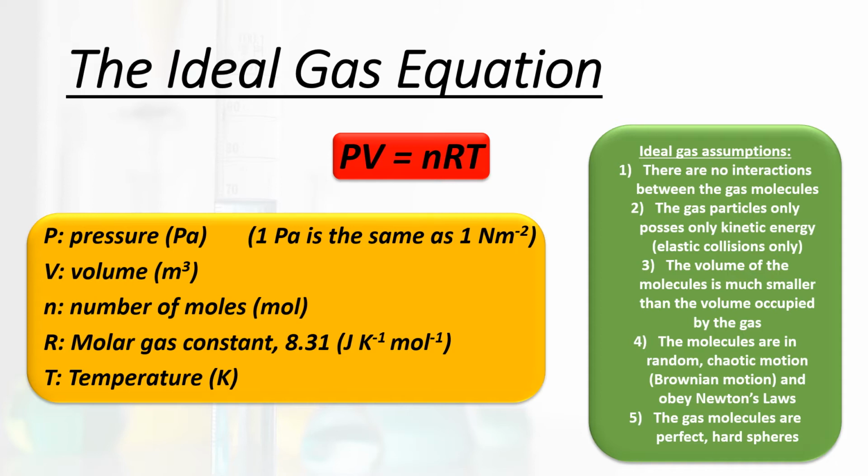So going back to the equation, PV equals nRT, it's important to know the units for all of these quantities. So pressure is measured in a unit called pascals. Now pascals is the same as 1 Newton per metre square. Quite often pressures are given in kilopascals. So it's important to be able to convert from kilopascals to pascals, timesing by 1000. Volume has to be in metres cubed. The number of moles has the unit of moles. The molar gas constant is equal to 8.31 to 2 decimal places, and this has the units of joules per Kelvin per mole, and the temperature is in Kelvin.